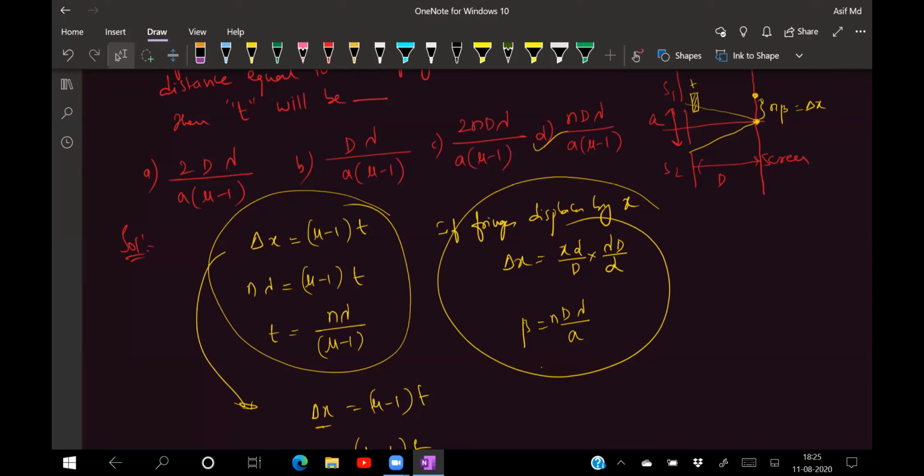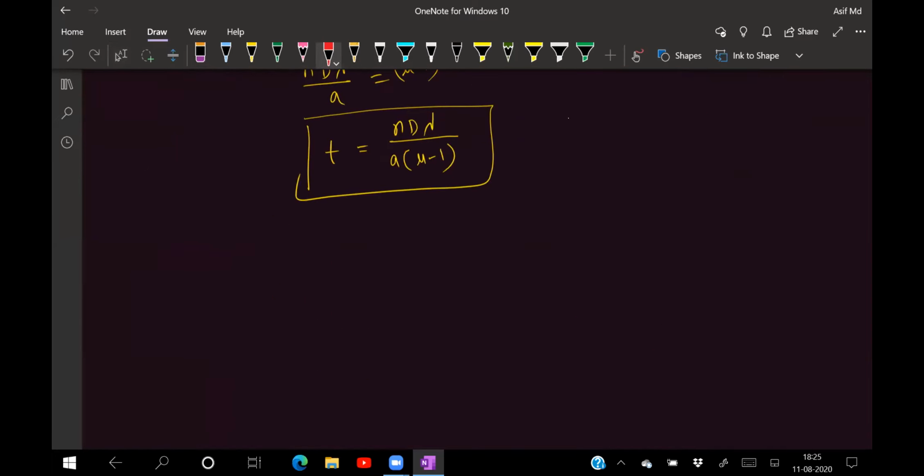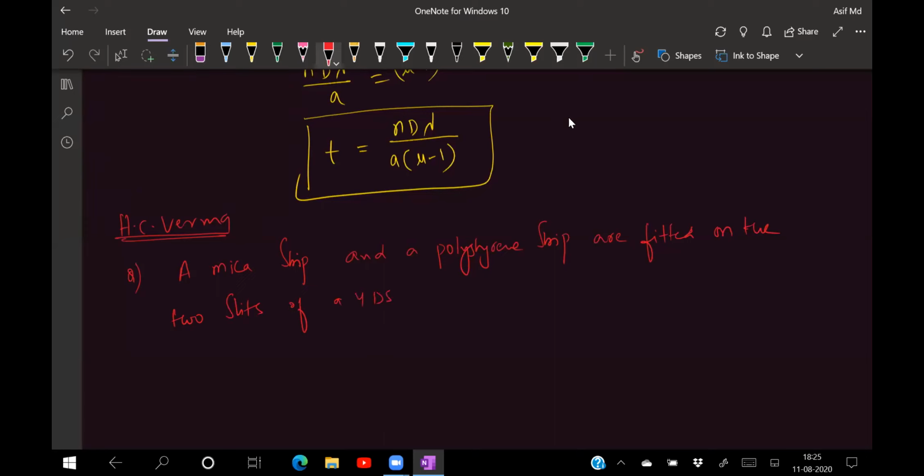Chalo. One more question, see beta. This is an SC Verma question, a very good question. One of the students has sent it to me to work out. I'll write the question. A mica strip and a polystyrene strip are fitted on the two slits of a YDSE.